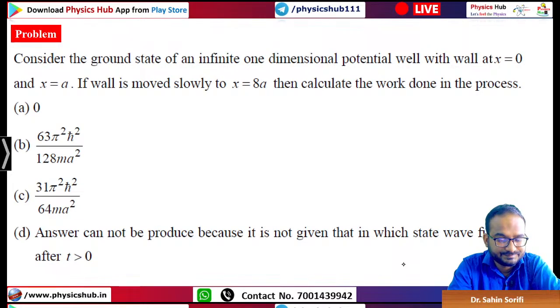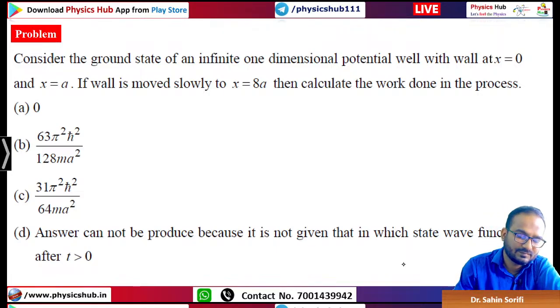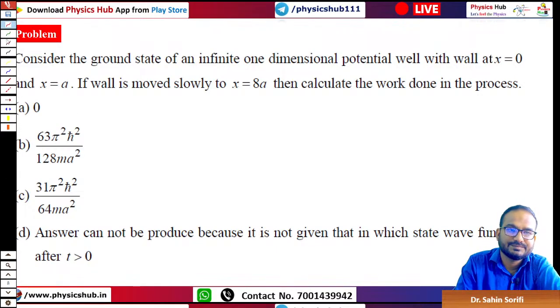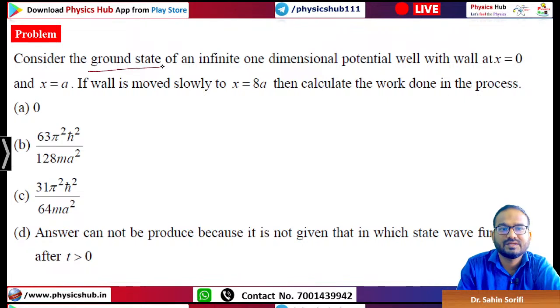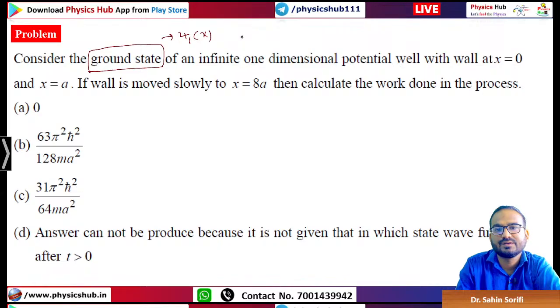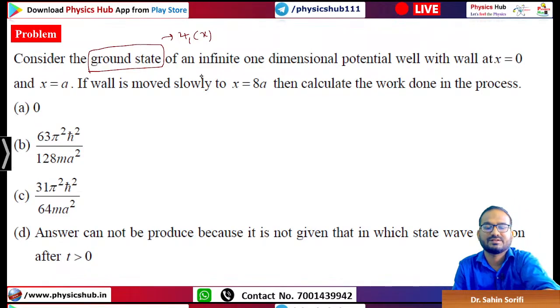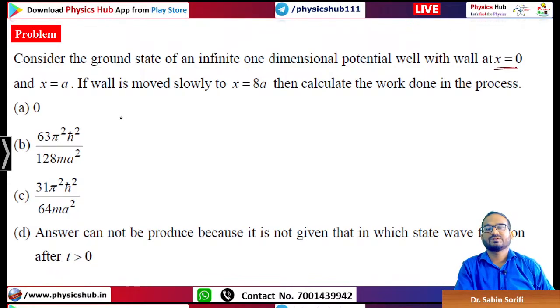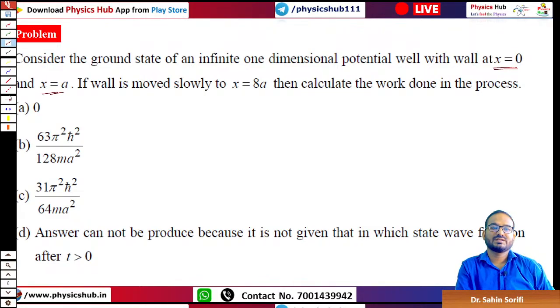Look at this problem. Consider the ground state. Again, ground state means psi 1 of x of an infinite one-dimensional potential well with walls at x equals 0 and x equals a. So actually this is a symmetric one, x equals 0 and x equals a, no question about it. If the wall is moved slowly to x equal to 8a, then calculate the work done in the process. So you understood what it is saying.